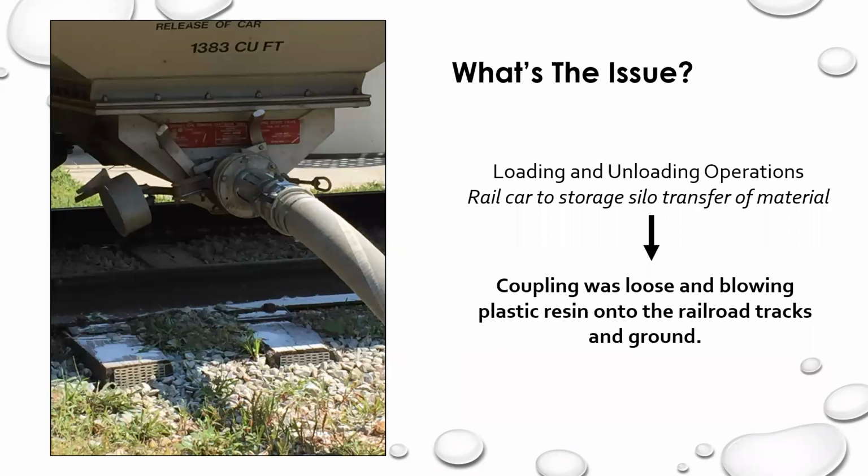Something else you might see is loading and unloading operations. This is a very common one we see in both construction and industrial facilities. Here we're looking at a rail car that's going to a storage silo. Clearly the seal's not good on this, or whoever is doing the unloading and loading process is not doing a good job of making sure that they're doing it with good practices. So all of the resin pellets are ending up on the ground here.